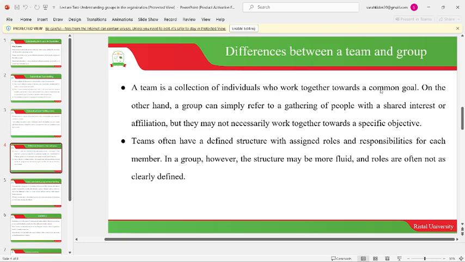Whereas in a group, the structure may be more fluid and the roles are often not as clearly defined. So you may find that in a group, the roles are not defined clearly.